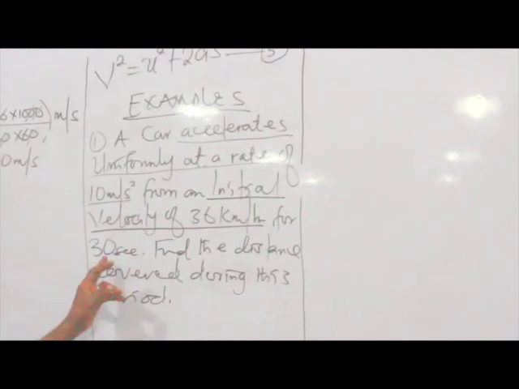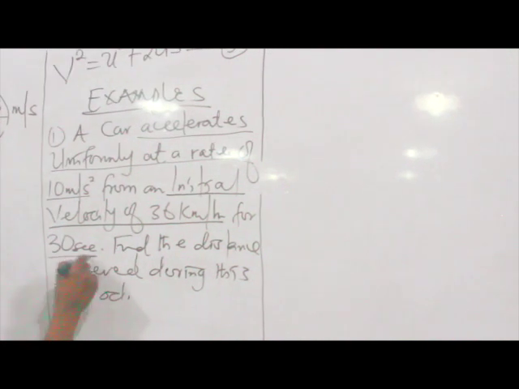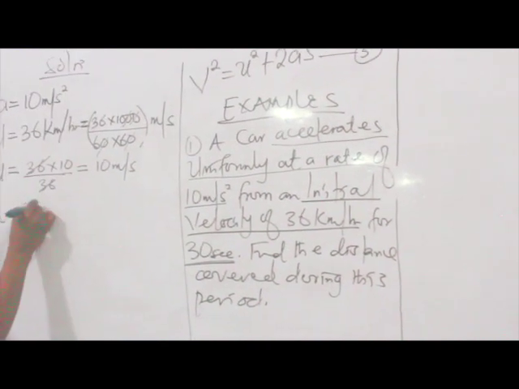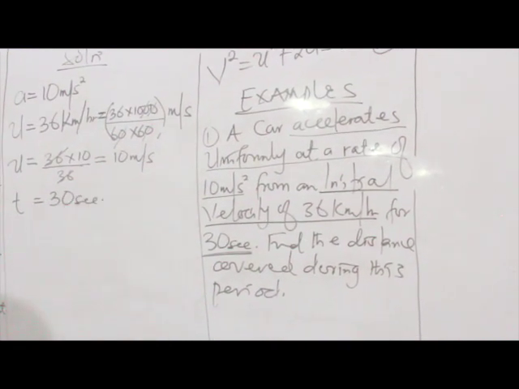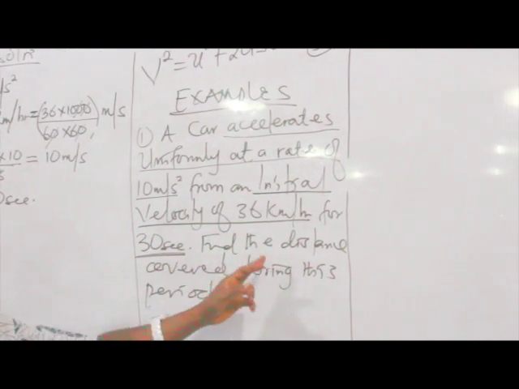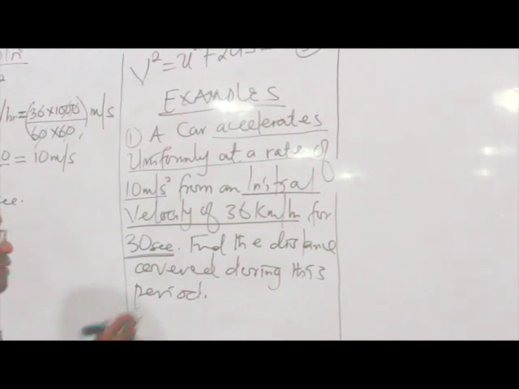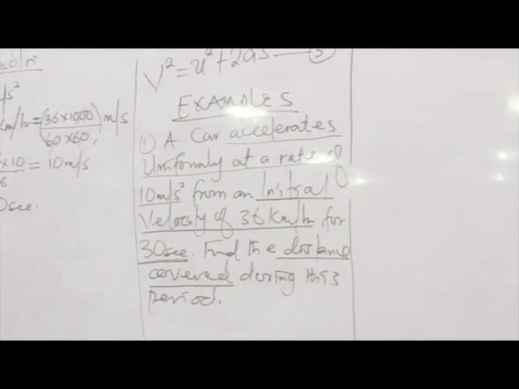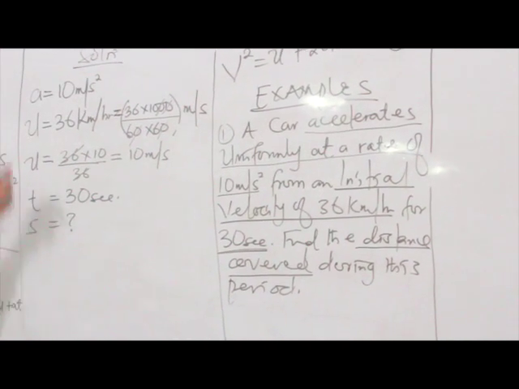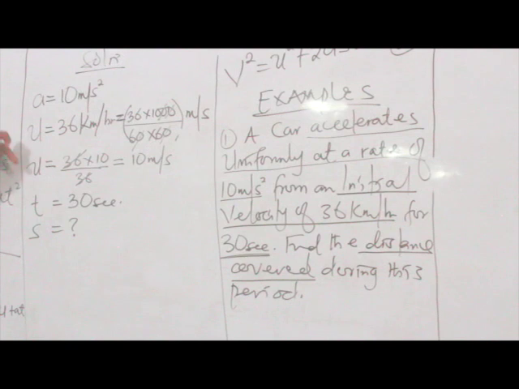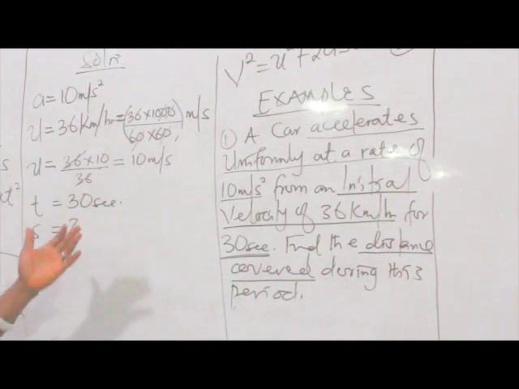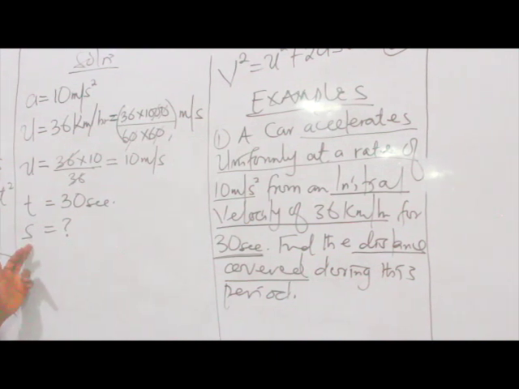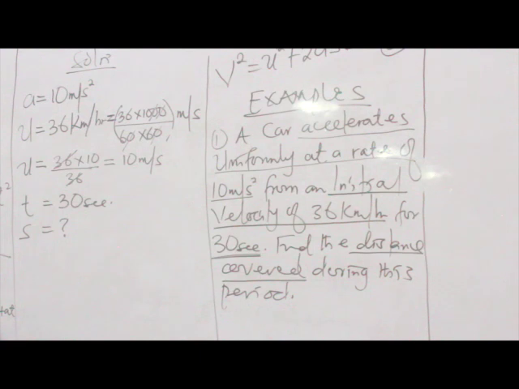So for 30 seconds, very, very important, the time here is given in seconds, so we have t equals 30 seconds. So the question comes this way. We are asked to find the distance covered during this period. The distance covered, s, is unknown. Having known the acceleration, the initial velocity converted to meters per second, and the time taken, we can calculate the value of the total distance covered.